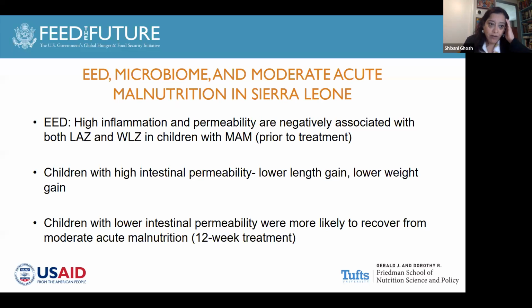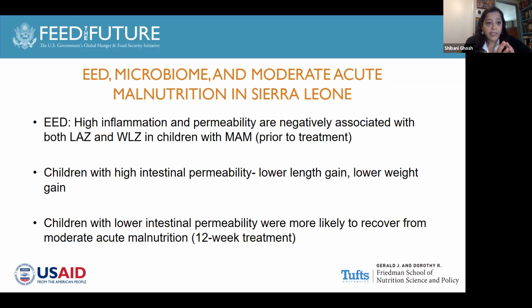So the next question really is, what do we know about EED vis-a-vis the microbiome? I'm just giving a snapshot of some of the findings that were presented by Akriti Singh, in which she looked at EED, the microbiome, and moderate acute malnutrition in Sierra Leone. It would have been interesting if we had mycotoxin data for this sample as well, but we don't. So I'm just presenting this to get us thinking about the microbiome and EED, and then where that takes us with respect to mycotoxins. So what did Akriti find?